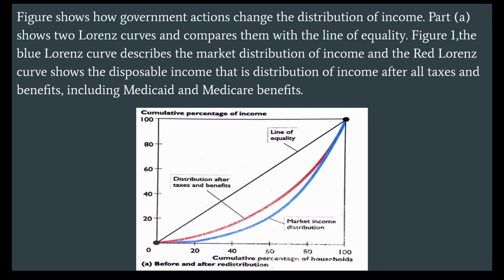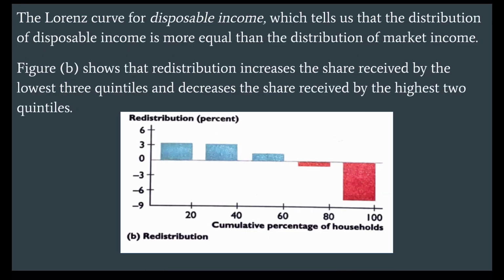Part A shows two Lorenz curves and compares them with the line of equality. In Figure 1, the blue Lorenz curve describes the market distribution of income, and the red Lorenz curve shows the disposable income, that is, the distribution of income after all taxes and benefits, including Medicaid and Medicare benefits. The Lorenz curve for disposable income tells us that the distribution of disposable income is more equal than the distribution of market income. Figure B shows the redistribution increases the share received by the lowest 3 quintiles and decreases the share received by the highest 2 quintiles.